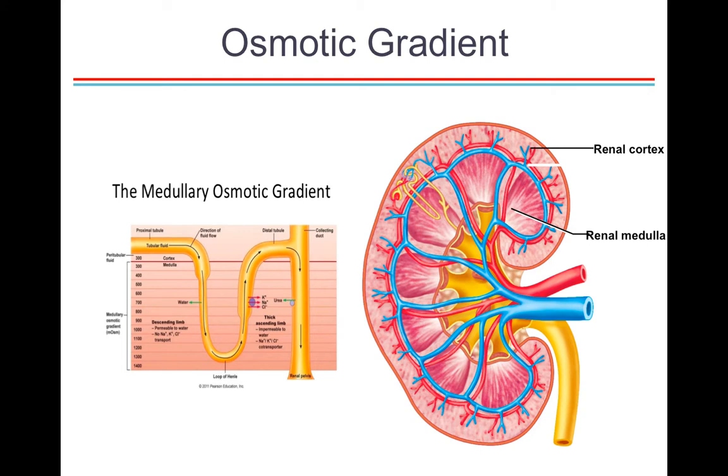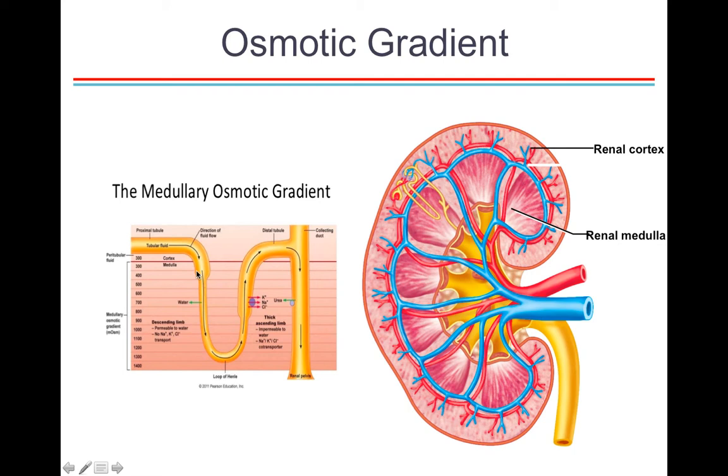So there's an osmotic gradient that occurs in the nephron, and specifically the most interesting part of the osmotic gradient is occurring in the loop of Henle. So I want to show you that. Another thing to mention is that the beginning of the loop of Henle has an osmolarity of about 450, as you can see over here.